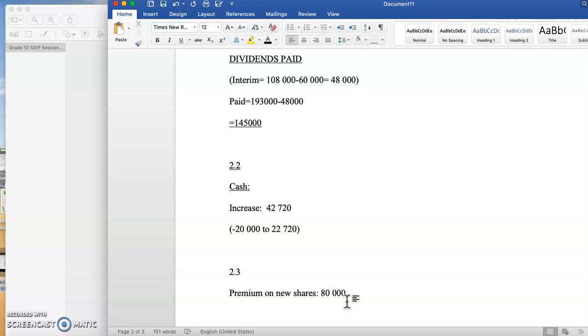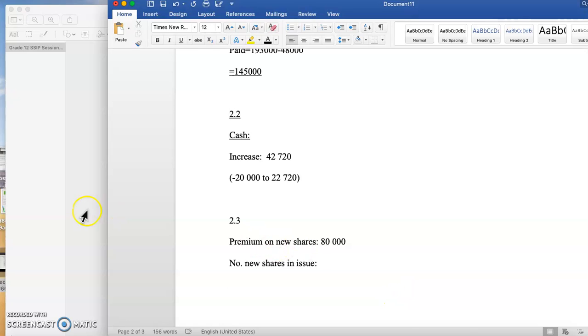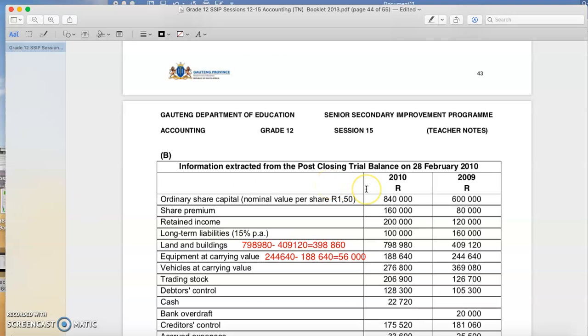Now we want to calculate how many new shares were issued in total. Why? Because if we want to calculate only her premium, we need to know what was the premium on all the shares. So to calculate how many new shares were issued, we're going to say 840,000 minus 600,000. Okay, and that gives us 240,000 Rand.